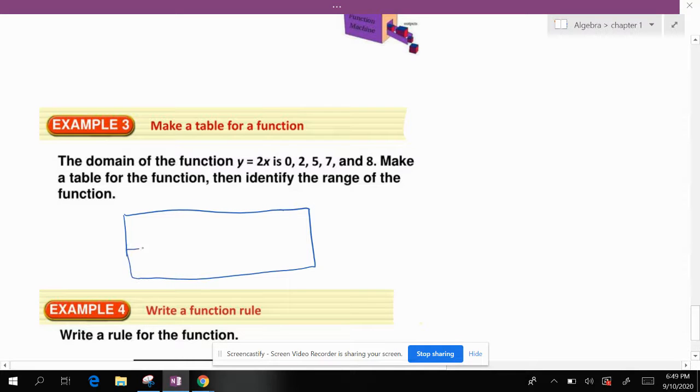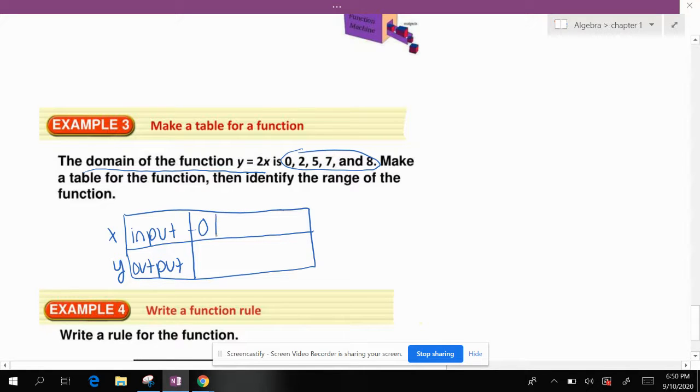Nice horizontal table. Just like all the other tables we were using before, we have an input, right? What are we inputting? And we're going to have an output, or an x and a y. It says the domain of the function is 0, 2, 5, 7, and 8. Is domain going with input on that row, or is it going with output on this row? It's going with the input, right? Because domain and input, they're just nicknames of each other.